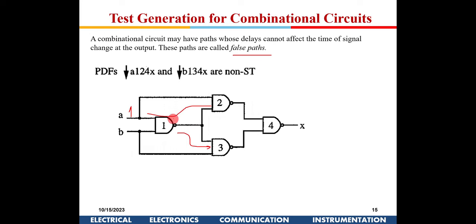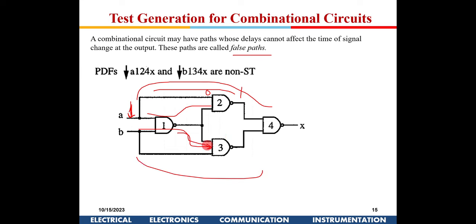Now suppose I have to check this particular path. So I put a falling edge here, but this falling edge will put a 0 here straight away, and this will push it to 1 here. So this path will never get tested. Similarly, from B, this particular path can also never be tested. Only this outer path can be tested.